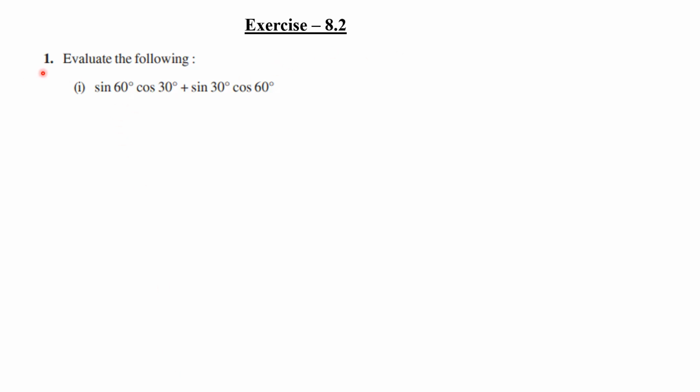Exercise 8.2 question number 1, evaluate the following. Evaluate means you have to find the value. So the first question is sin 60 degree cos 30 degree plus sin 30 degree into cos 60 degree. You have to find the value for this.